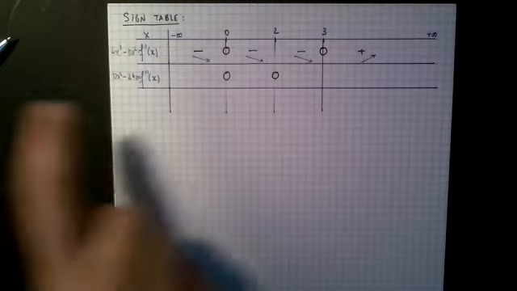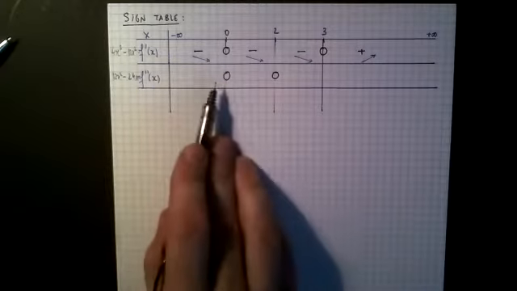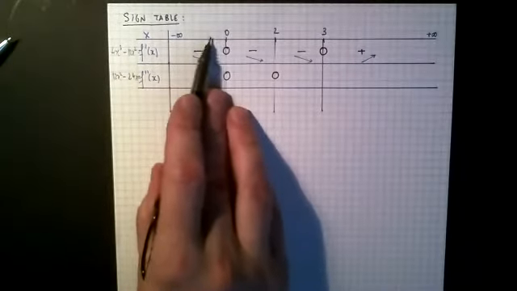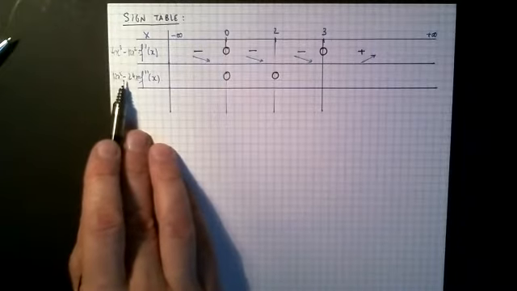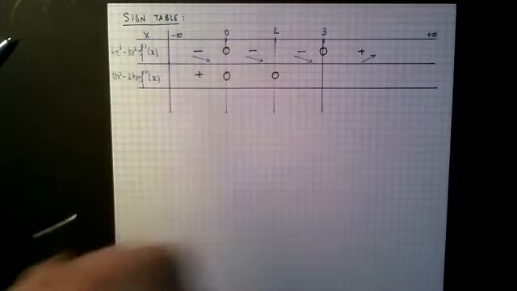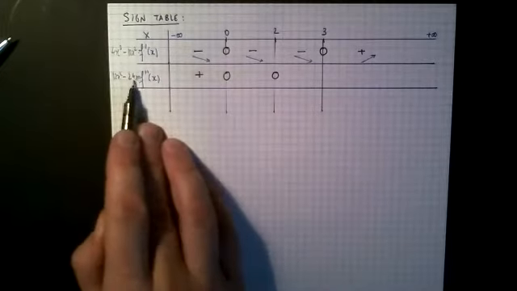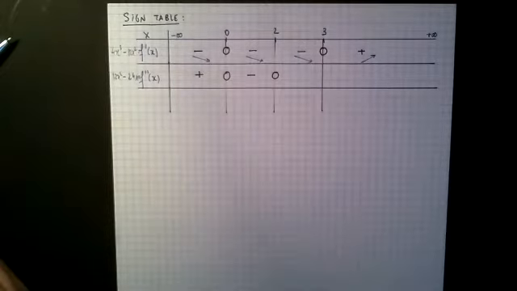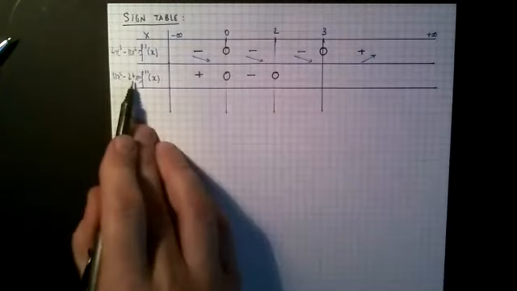And then we're going to do the same thing with F prime prime. I'm going to put -1, for example, or -20, whatever you want, but -1 is easy, into F prime prime. And so I'm going to get 12 minus -24, so I get positive. A number between 0 and 2, for example 1, I'm going to get negative. And a number bigger than 2, for example 10, I'm going to get positive.